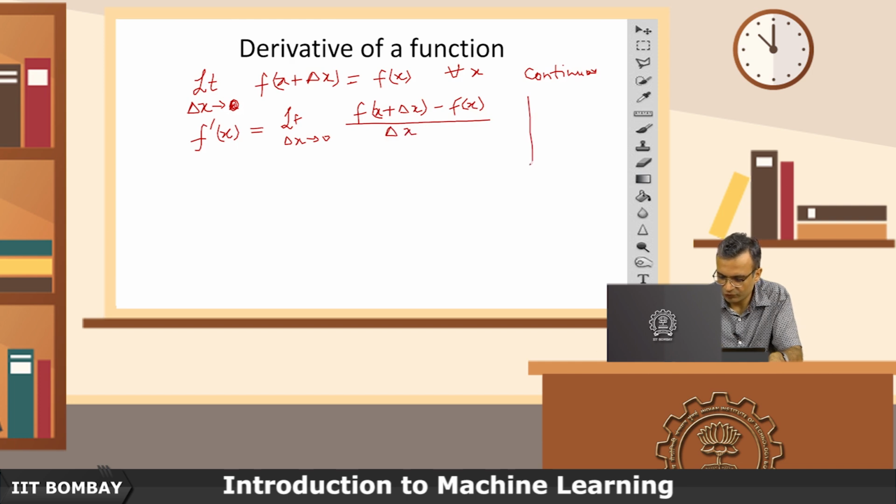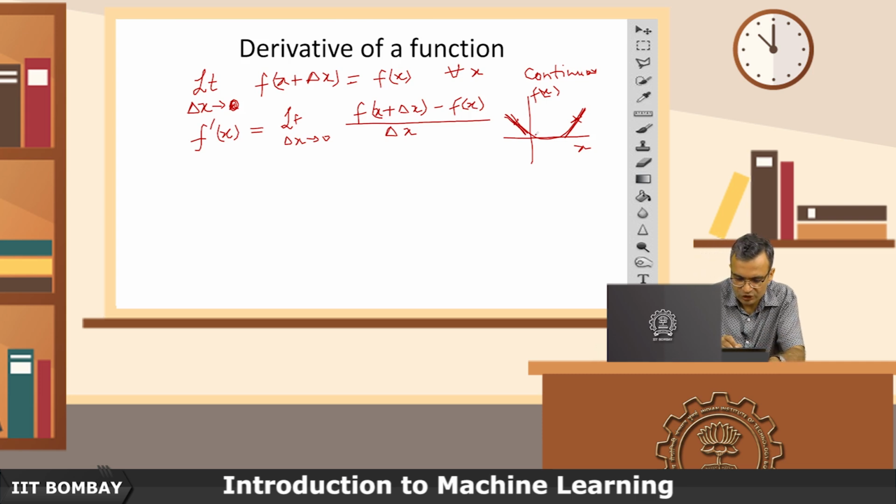So, in general, if this is your f of x and this is x and then this is the function, then at any point the derivative is the slope. So, here the slope is positive, here the slope is negative. So, the tan of the angle of the tangent is the slope, and that is defined by this derivative.